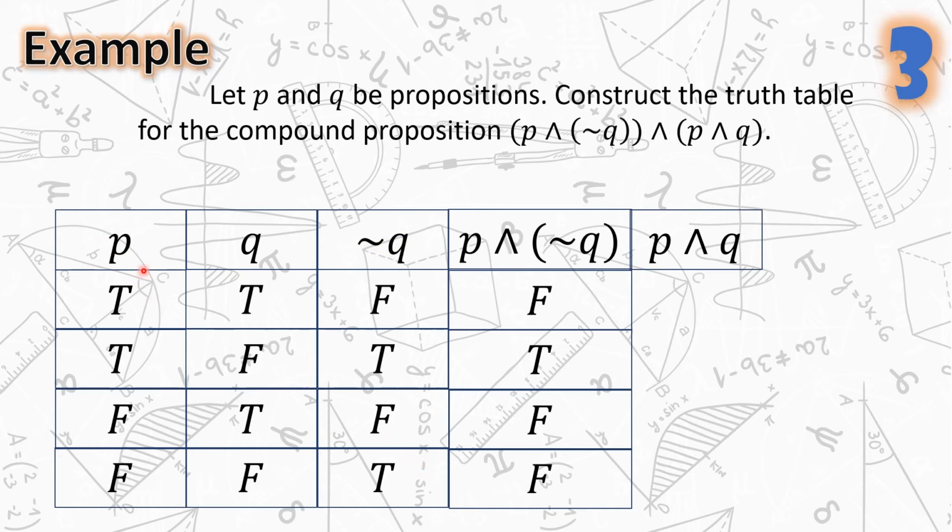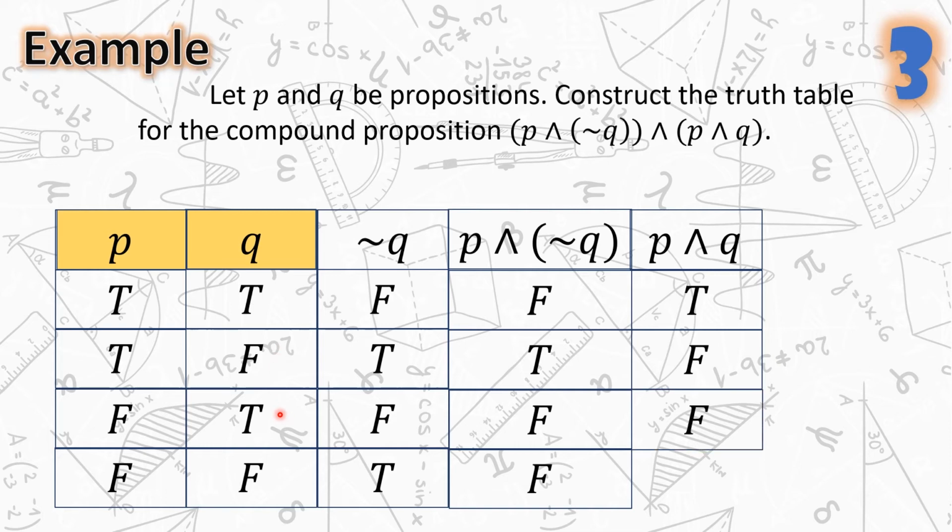Focus our attention at column P and column Q. Again, for the conjunction P and Q to be true, both P and Q must be true. First row, this is true. Next, false, false, and then the last row, false.